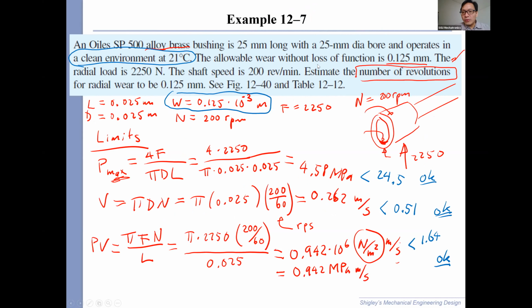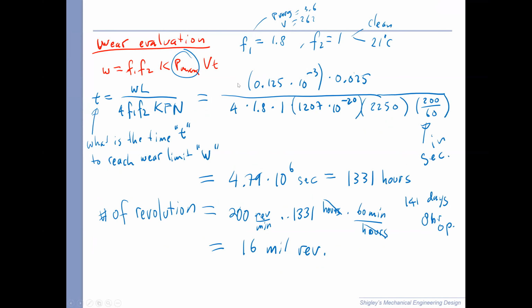The allowable wear without loss of function. Jadi artinya terkikisnya hanya boleh 0,125. Oh. Ya, jadi ini limitnya. Kita sedang calculate how much time does it take to reach that limit. Yeah, so this formula says what is the time t to reach wear limit w, which is 0,125 milli. Oke, Pak. Yeah.